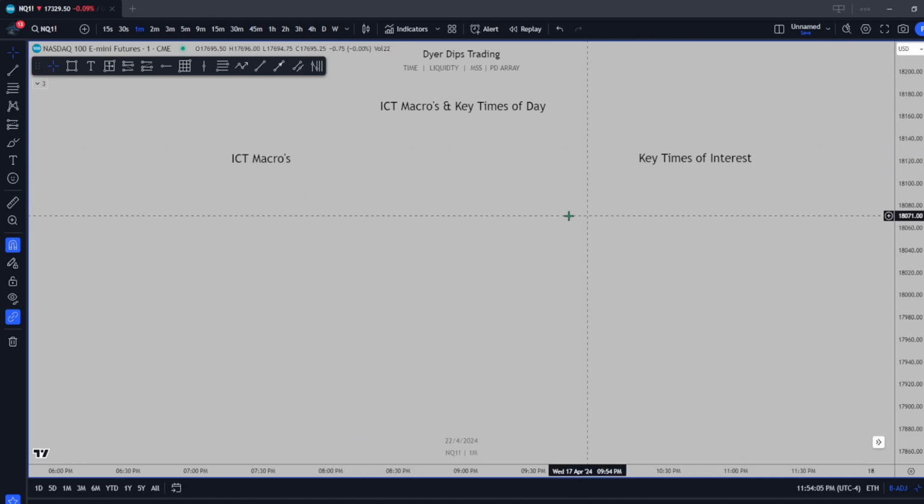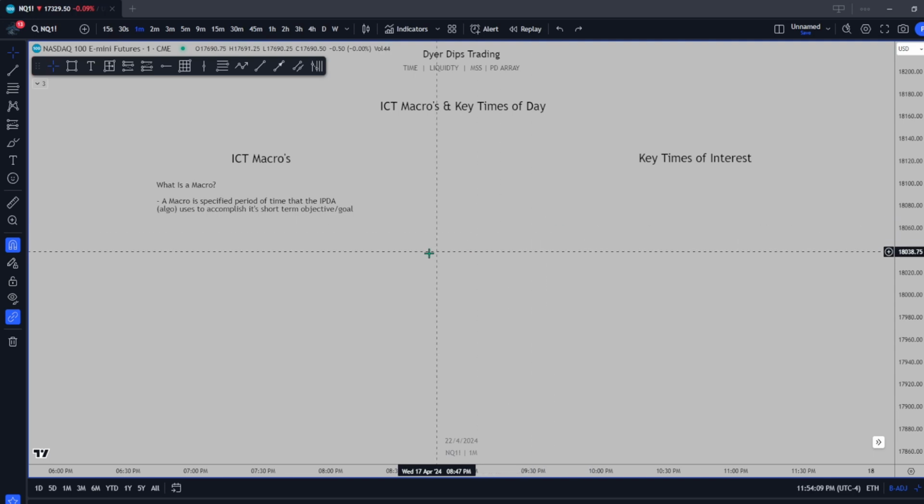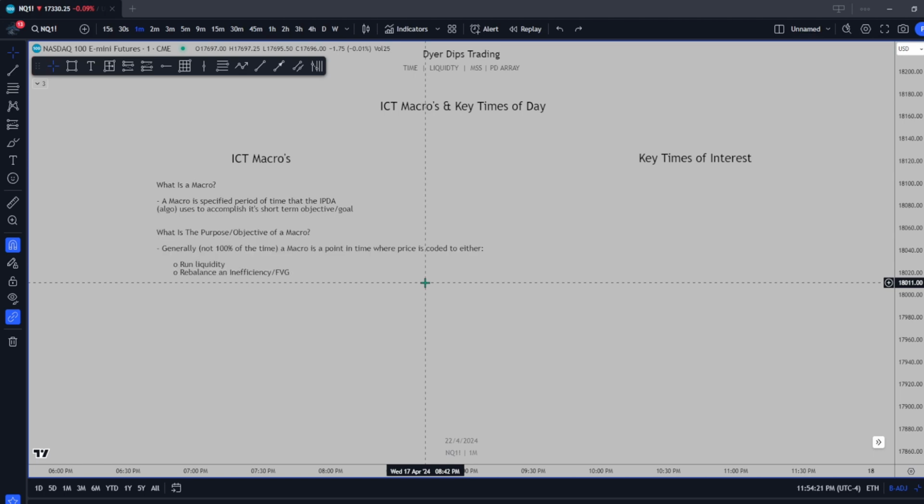Now, in this video, I'm going to be covering two main topics today, and that's going to be the ICT macros and key times of interest like midnight open and 1:30 open. Now, to start us off here, let's go over these ICT macros. These ICT macros are going to be very specific times of day where you can expect one of two things to occur. You can expect liquidity to be ran or imbalances / fair value gaps to be rebalanced.